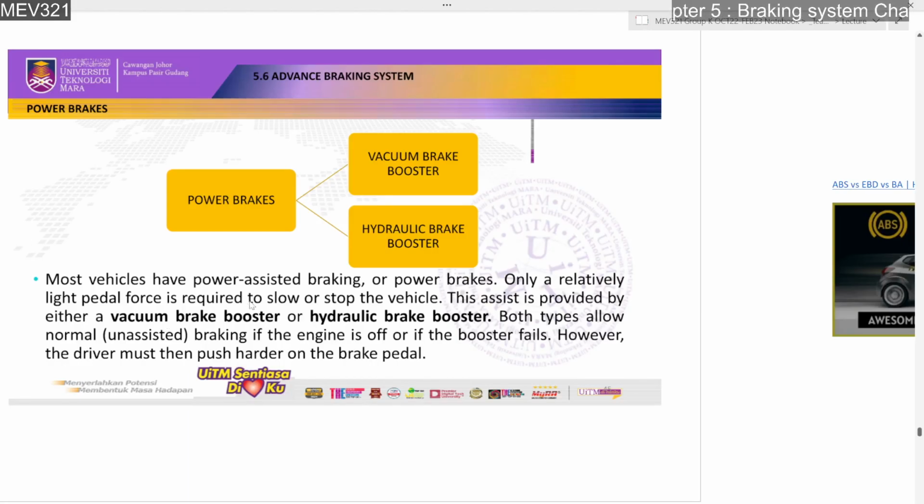Okay, most vehicles have power assisted brake or power brake. Only a relatively light pedal force is required to slow or stop the vehicle. This assist is provided by either a vacuum brake booster or hydraulic brake booster. Both types allow normal, unassisted braking if the engine is off or if the booster fails. However, the driver must then push harder on the brake pedal.